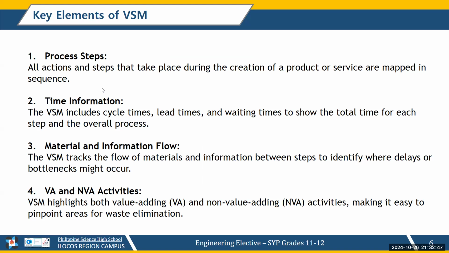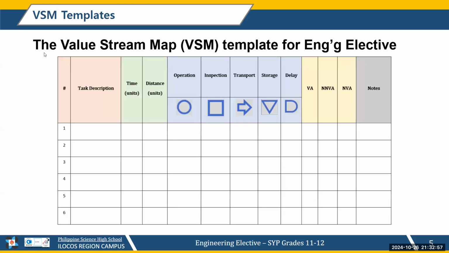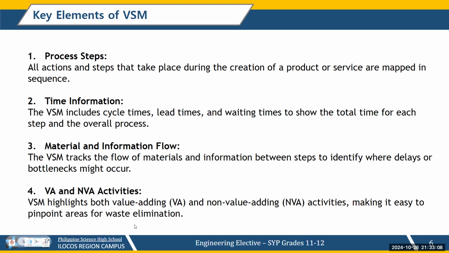Time information. So we need to include the cycle time, the lead time, and the waiting time in order to show the total time for each step and the overall process. So later on, we are going to fill up this column with time values, and then we are going to get the total cycle time or lead time.